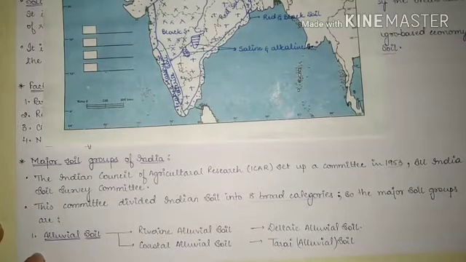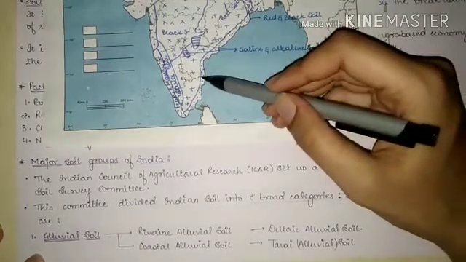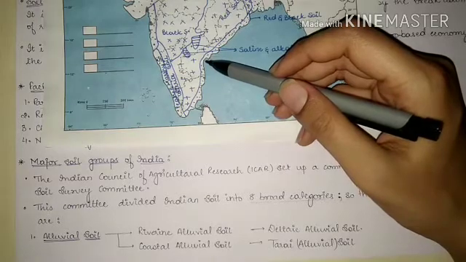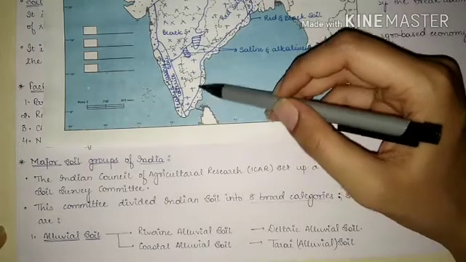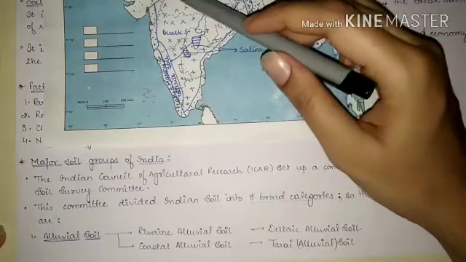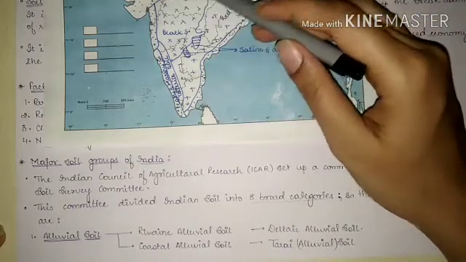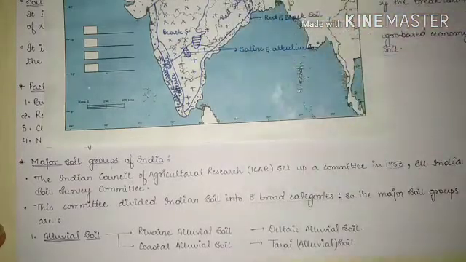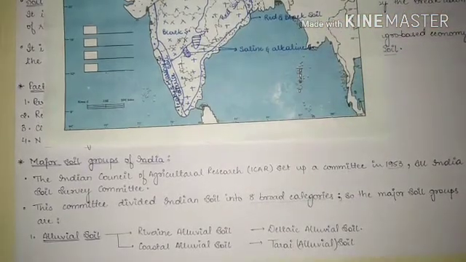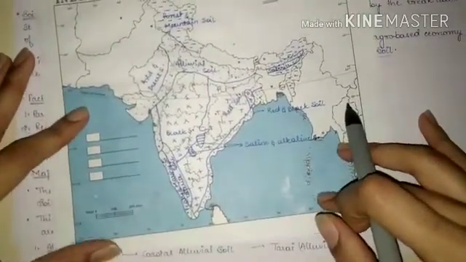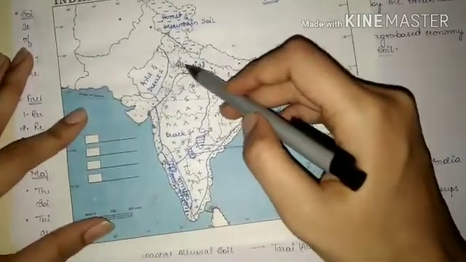Now, deltic alluvial soil we will find in the deltic regions of the Kaveri and Krishna rivers. Coastal, the whole area here, we will have coastal soil. Then the riverine alluvial soil is here and here. And Tarai soil will be found in this stretch only.